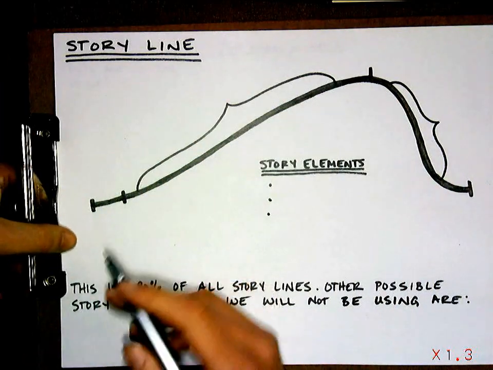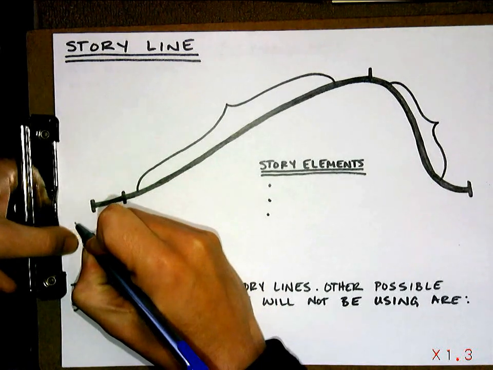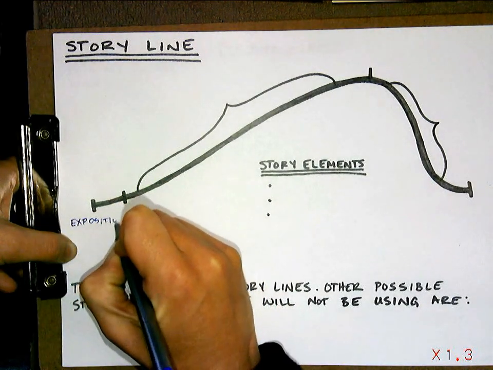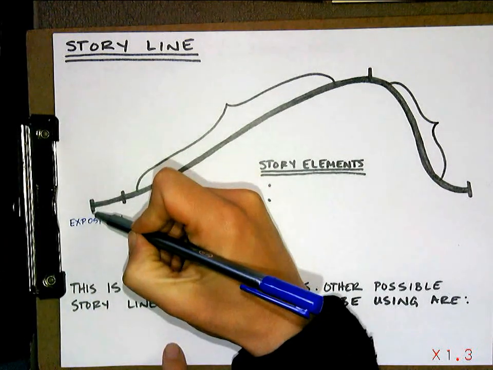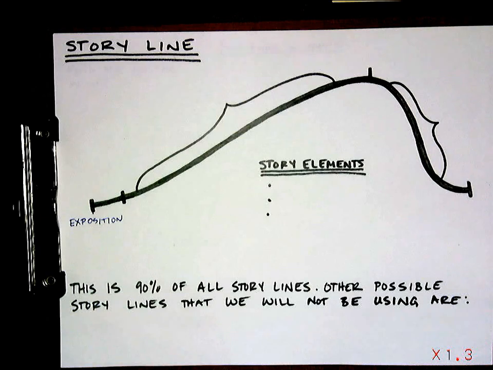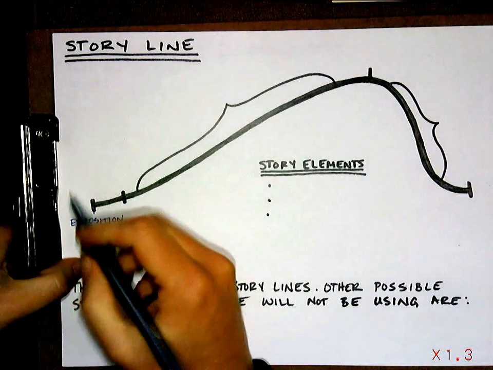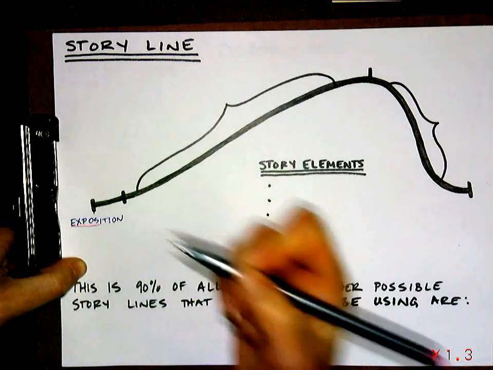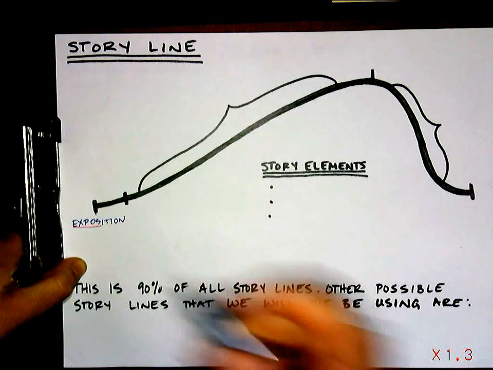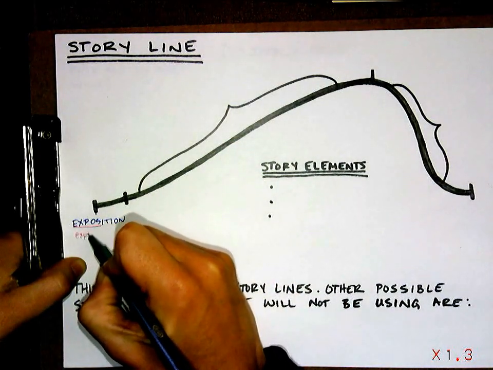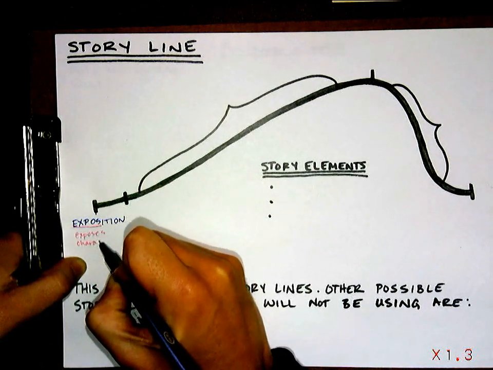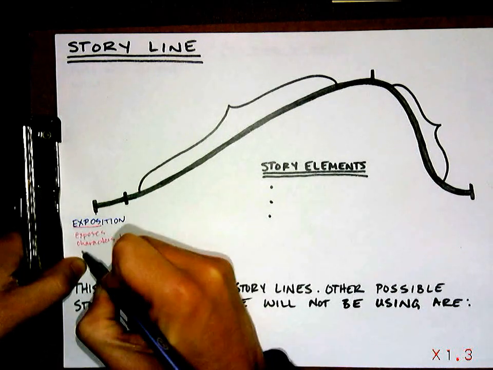The first element in the story is the exposition. That's this one right here. The exposition roughly exposes the characters and the setting. It's going to expose who's in the story and where it's going to take place. So it exposes characters and the setting.